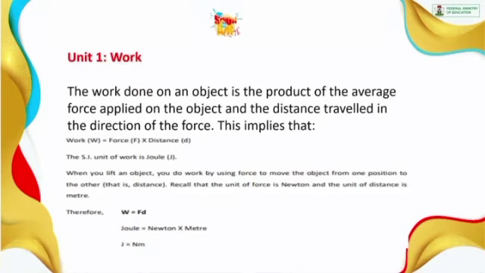What is work? The work done on an object is the product of the average force applied on the object and the distance traveled in the direction of that force.